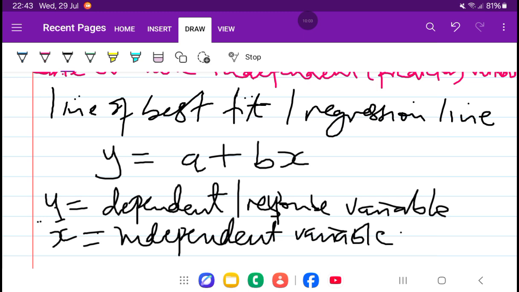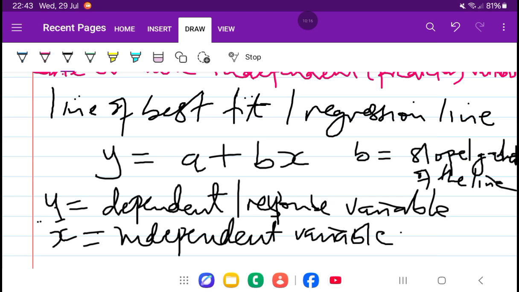Then, of course, this b represents the slope or the gradient of the line. And of course a represents the y-intercept. The y-intercept. What do we mean by y-intercept?